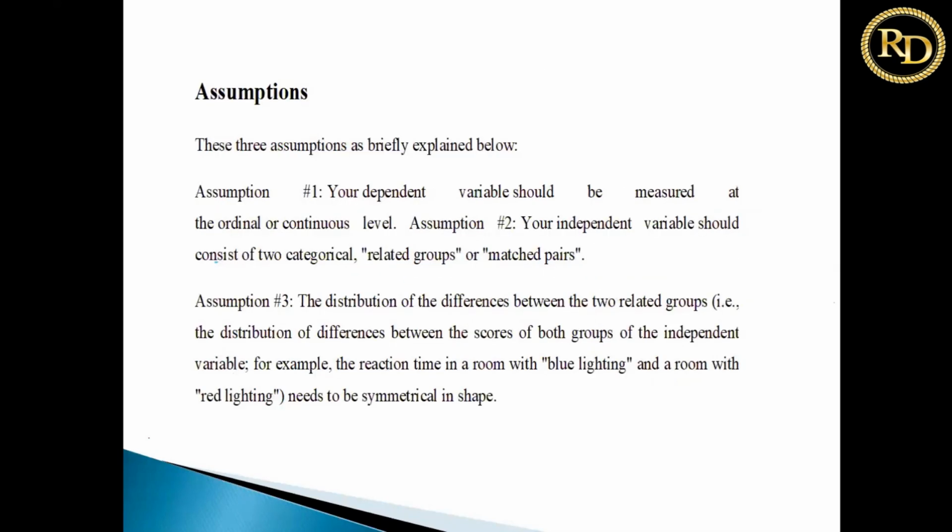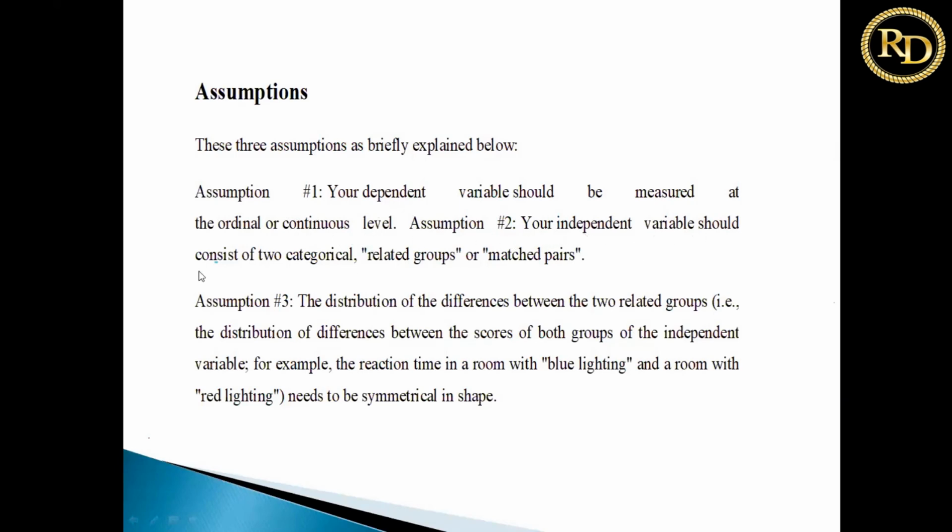These are some assumptions, as we have discussed for the parametric test as well. There are some assumptions for the non-parametric test: the variable should be continuous, the observations should be independent, and lower order moments should exist. Very weak assumptions are required for the non-parametric test. So let us see which are these assumptions. These three assumptions are briefly explained below. Assumption 1: your independent variable should be measured at the ordinal or continuous level.